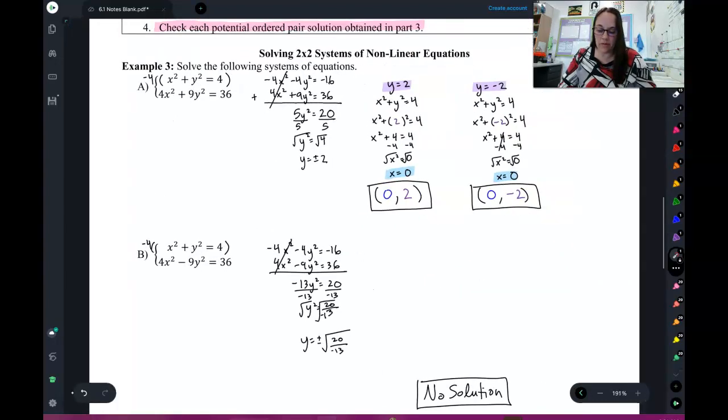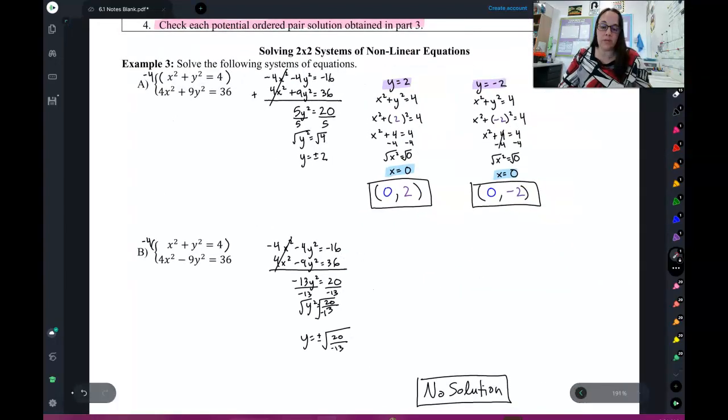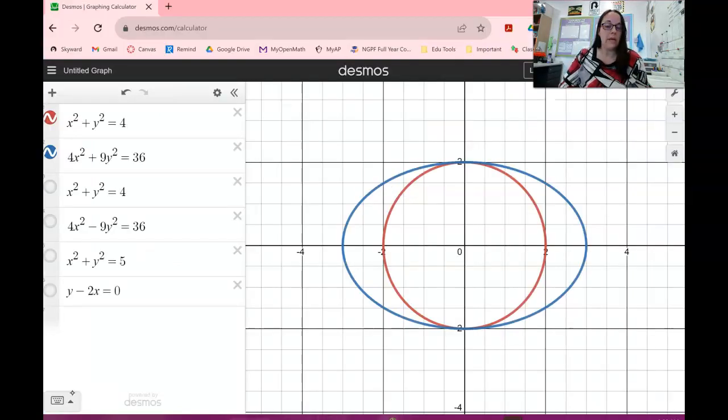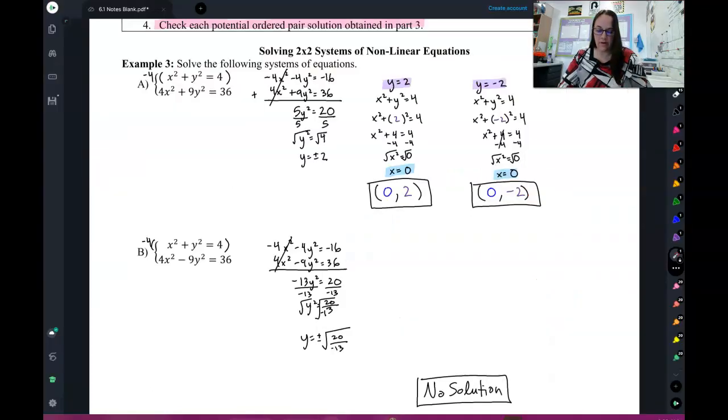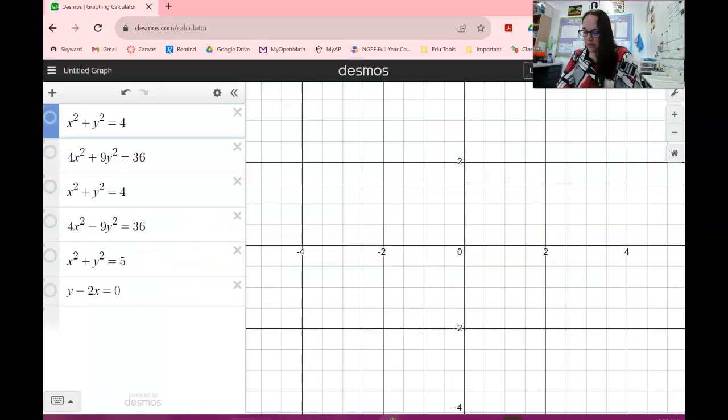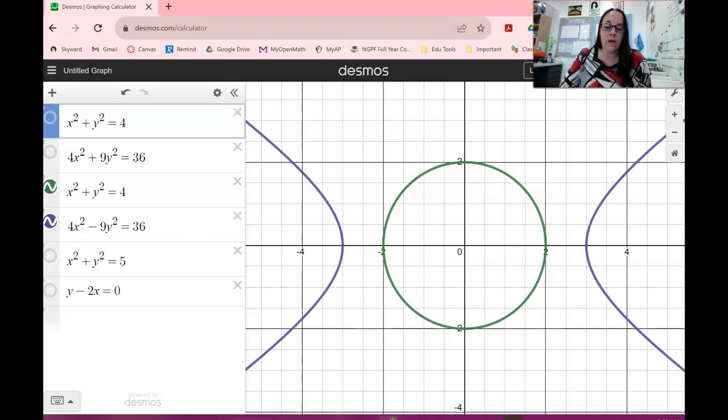Now before we move on to our next problem, I just wanted to show you visually what's going on here. Let's look at A. I went to Desmos and plotted those 2 equations, and you can see that we have 2 points where they intersect. Here we go, there's 1, there's 2. The 2 places where this circle and this ellipse intersect. Now, I also plotted these 2, our circle and our hyperbola, and you'll see that the circle and the hyperbola do not intersect. That's why there's no solution.